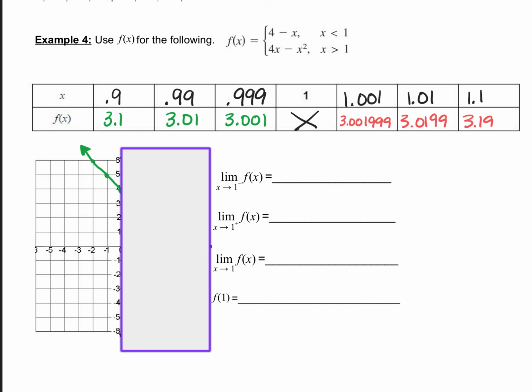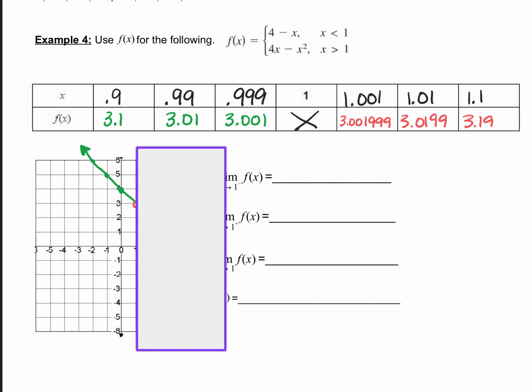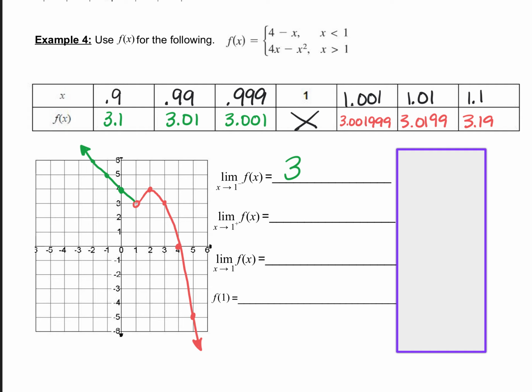All right, now as I look at my function and I follow it along, it looks kind of linear. Let me cover up everything to the right of x equals 1. As I look at my graph and I get closer to that input of x equals 1, it kind of looks like my graph is going to end up having an output of 3. So using the graph itself, it looks like my output's going to be 3.